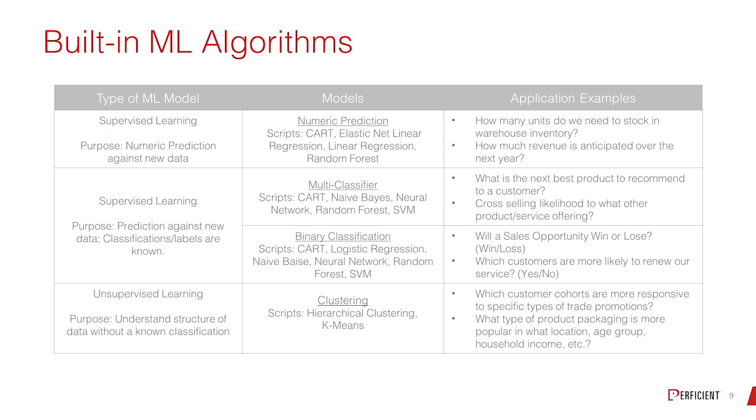Now, if we take it a step further, we start looking at unsupervised learning. So these are things that we do not know ahead of time. For example, what are the groups of customers that you have? We don't know how customers are grouped. We need to figure that out. For example, which customer cohorts are more responsive to certain types of trade promotions. You run trade promotions and certain customers respond differently to these promotions.